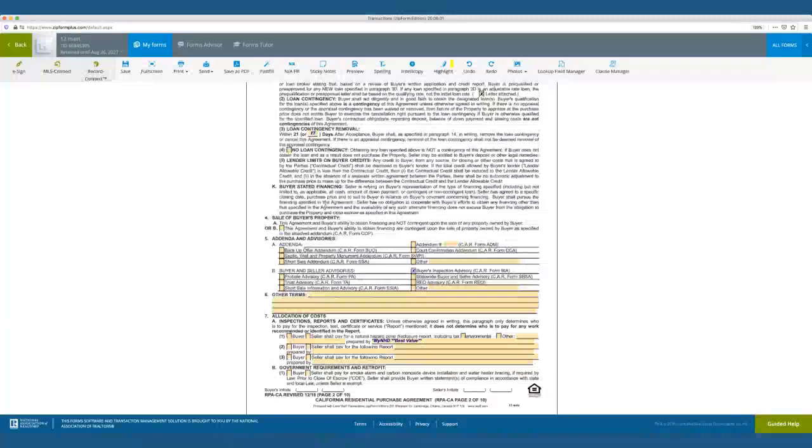So if they were buying this and they were closing escrow in 20 days and they said that they were getting a loan, well, they need to close within that 20 days with that loan. So that's what that says. Sale of buyer's property. If this buyer needs to sell his property before buying another property, he would check this box and another form would pop up. So I'm going to go ahead and do that.